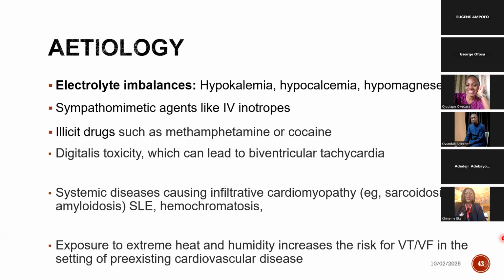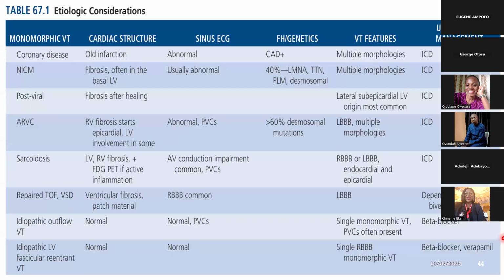Again, other systemic illnesses that cause infiltrative heart disease, this commonly happens in sarcoidosis and amyloidosis. We also have SLE and hemochromatosis causing VT. Again, exposure to extreme temperatures, so extreme heat or cold, increases one's risk of a VT or a VF. And this usually happens in patients with pre-existing cardiovascular disease.